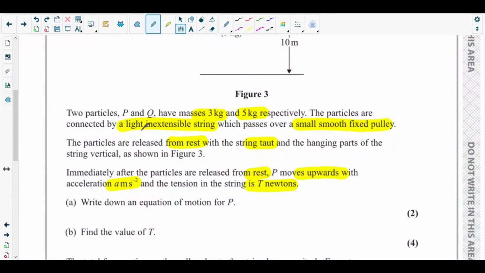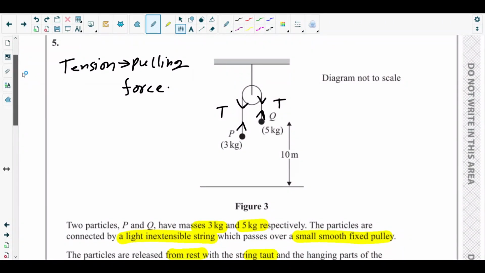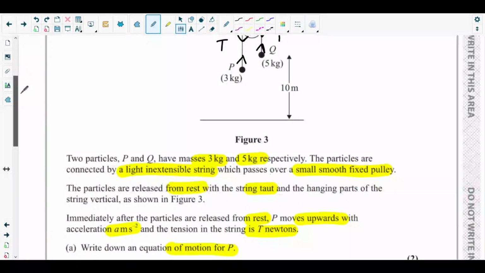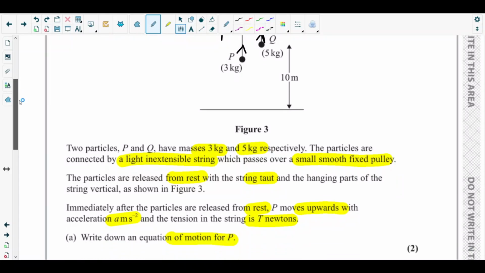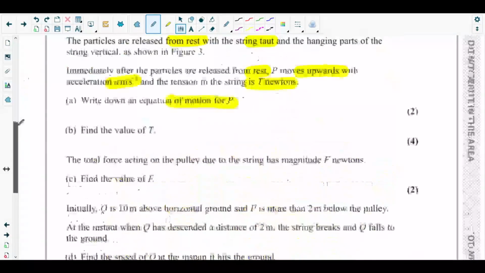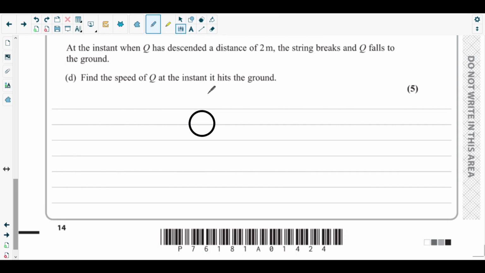Part A is asking us to write down an equation of motion for P. So for particle P we need to write an equation for its motion. In which direction is particle P moving? It's moving upward, right? So for particle P, what are the forces acting on it? If you consider this is particle P, the tension force acts upward, right?